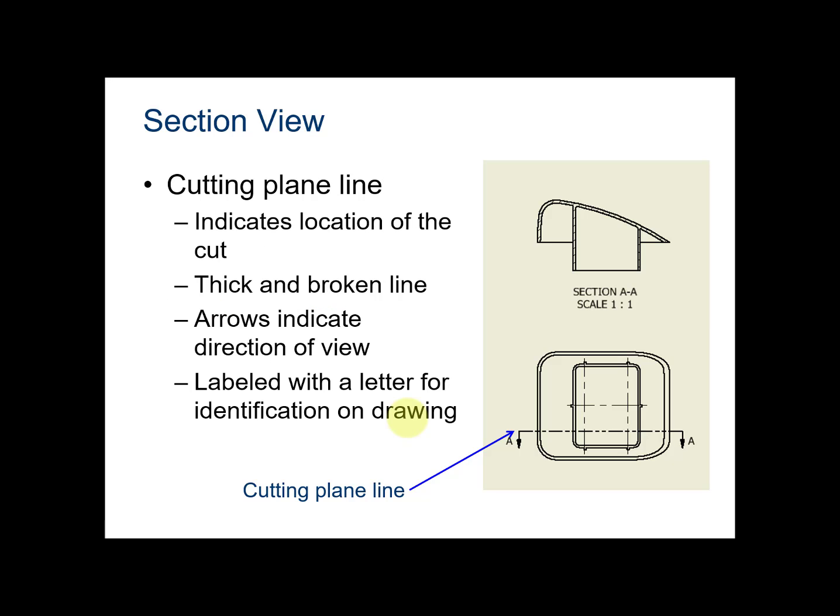And let's see what that looks like. The cutting plane line indicates the location of the cut. It's thick and broken, so dash dot, dash dot, dash dot. Arrows indicate the direction of view, so in this particular case, it's as if I'm up here near the top and my eyeball is looking straight down. And so what I'm going to see is the stuff on the other side of the cutting line, the cross-section. And it's labeled with a letter for identification on a drawing. So if you have several of these, you would label them A, B, and C.